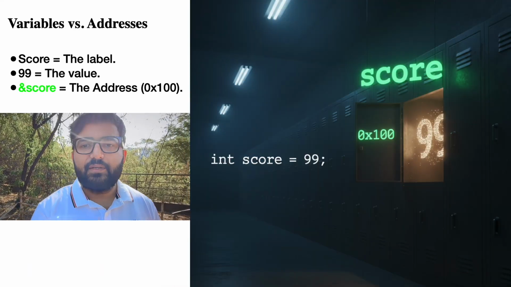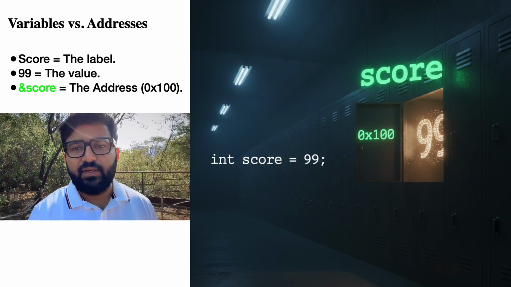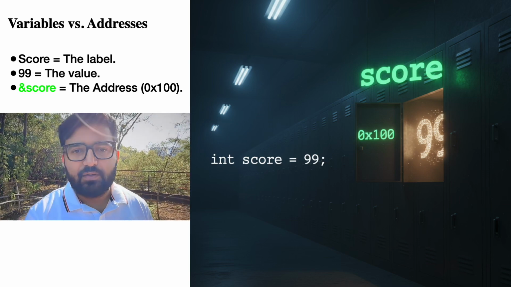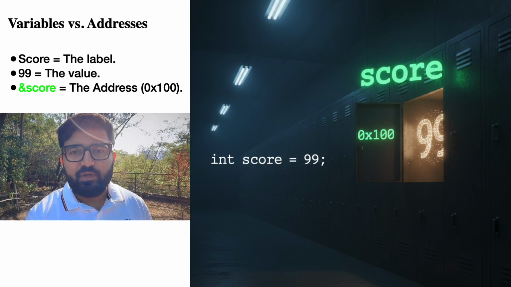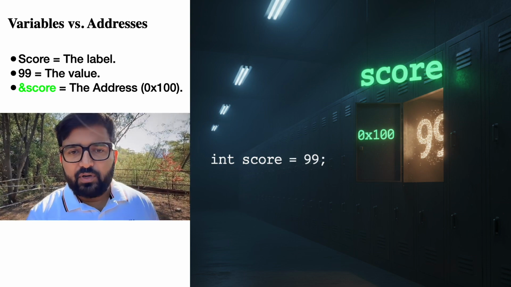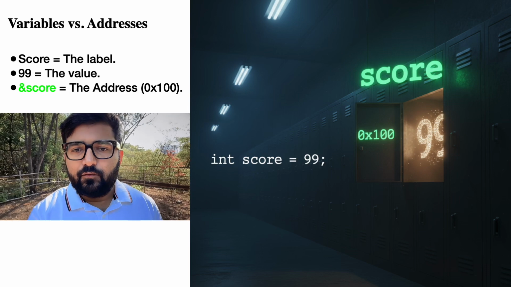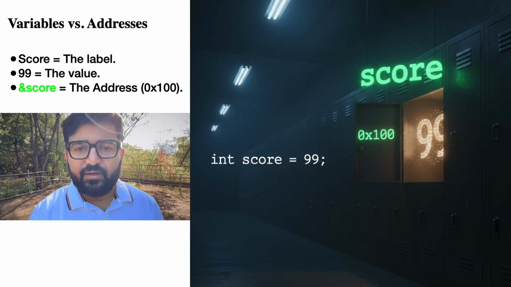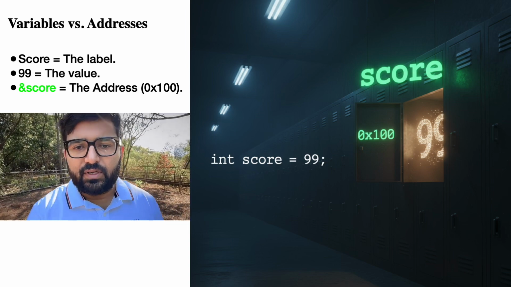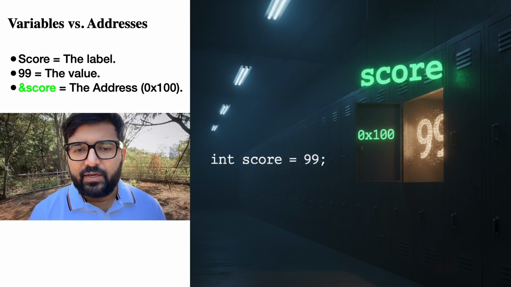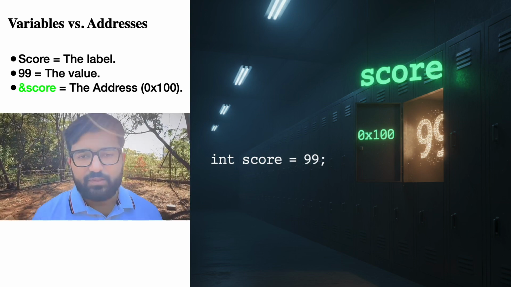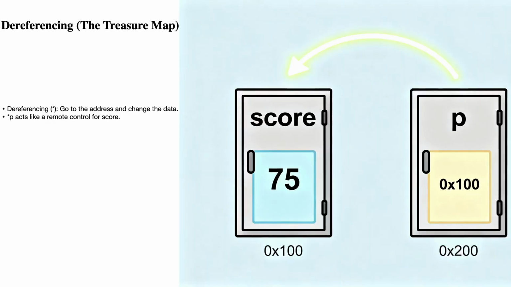When you write int score = 99 in C, you are telling the computer, find an empty locker, label it score, and put the number 99 inside. Let's say the computer chooses locker number 100. If you ask for the value of score, you get 99. But if you ask for the address of score using the address-of operator, you get 100. Keep that number 100 in your head. That is the secret. Let's see dereferencing.